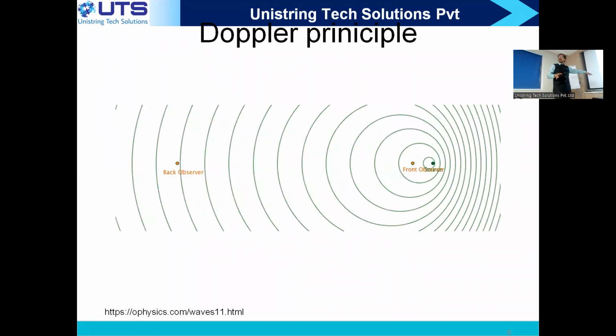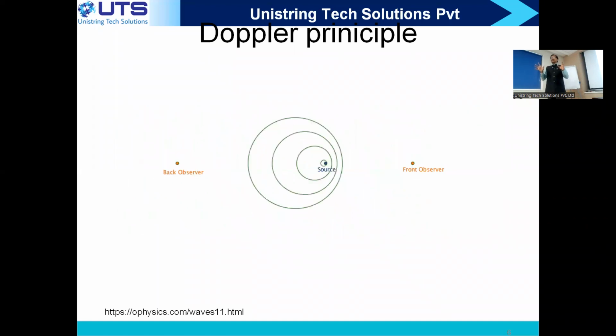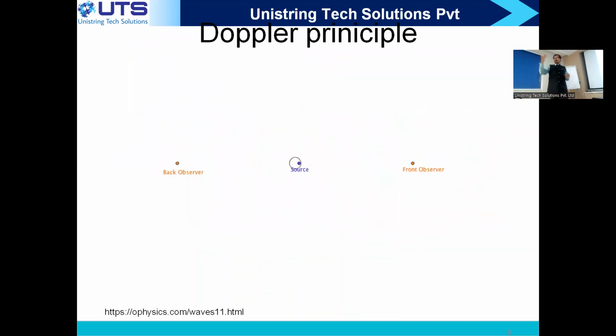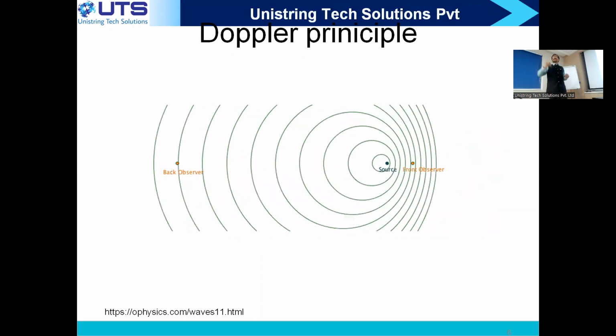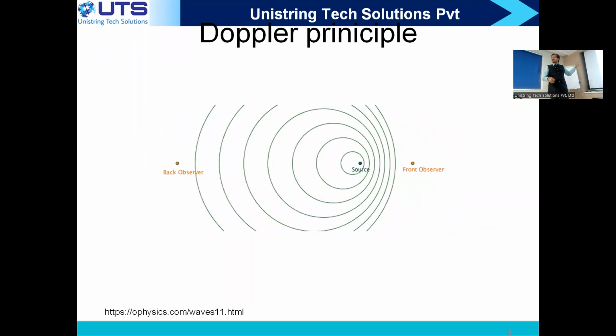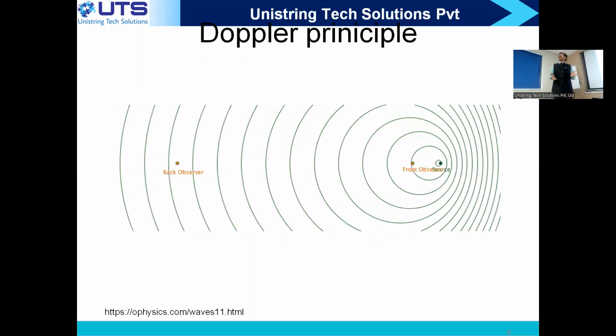Let's take a simple example. This animation, taken from this URL, is about acoustics. The principle is the same. For normal sound waves, which travel at 330 meters per second, it is taken in that context. So 330 meters per second.